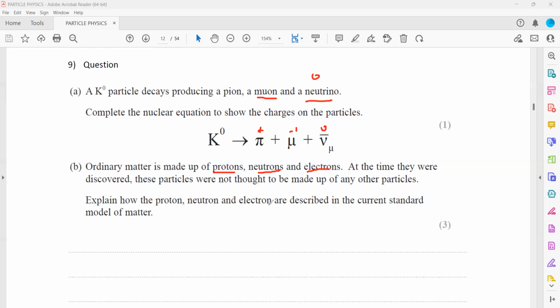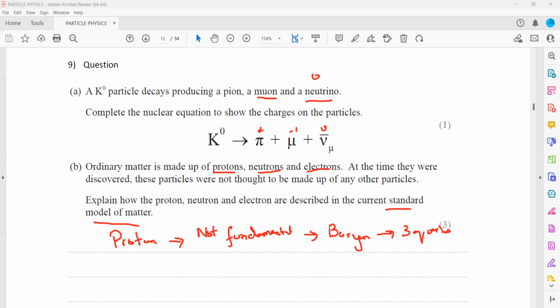Explain how the proton, neutron, and electron are described in the current standard model of matter. So what are protons? Protons are basically baryons. And what are baryons? First thing, protons are not fundamental. When we categorize the particles, they are not fundamental. As they are not fundamental, we call them baryons. And baryons consist of 3 quarks, so they are made up of 3 quarks.